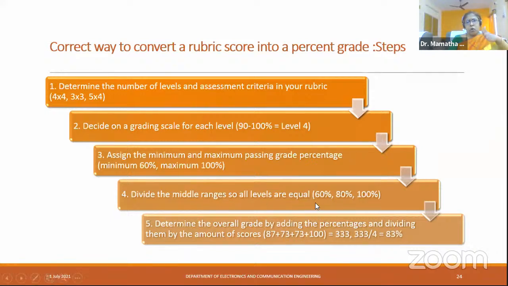Then know all the middle ranges of each level and find out the overall percentage. In this example, what I have shown here, 87, 73, 73, 100. If a student has done this way, then the percentage he or she will be getting is 83%. So it's just a way to develop numerical percentages when you are evaluating the qualities using grading levels.